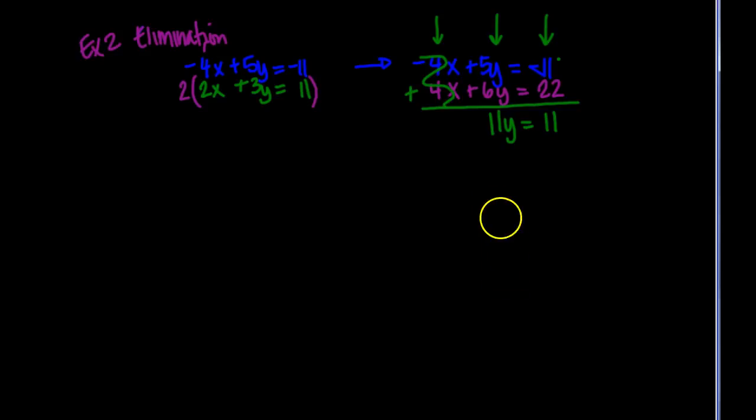All right, now we can solve for y. To get y by itself, we just need to divide by 11 on both sides. So y is 1. All right, I'm going to go plug that back in. You can plug it into either equation to solve. So I'm just going to grab this second one, 2x plus 3y equals 11. And I'm going to plug in 1 for y. So 2x plus 3 times 1.